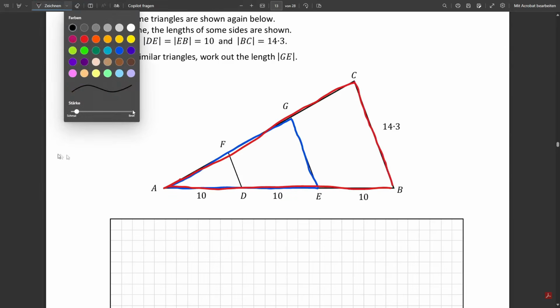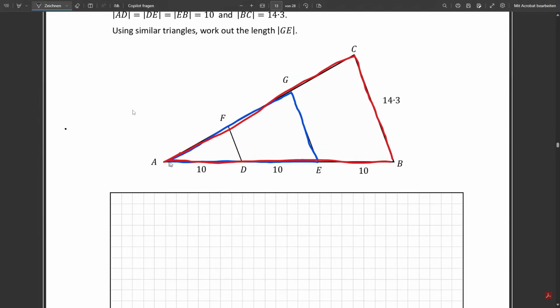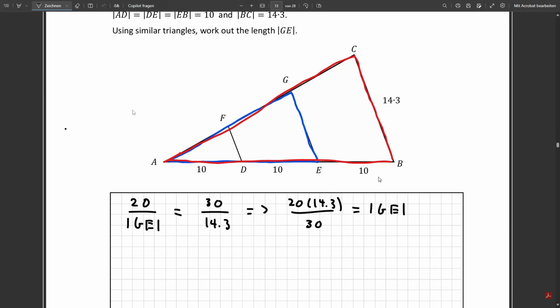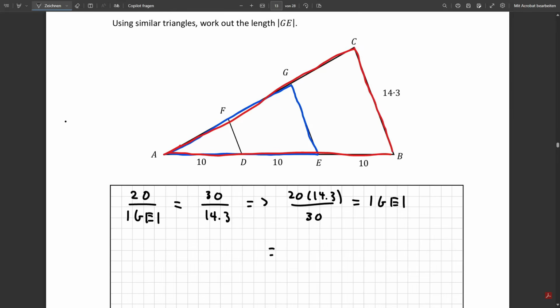Okay, so they're in the ratio to each other. So that means that if you take this side of the blue triangle, which is 20, and divide it by this side of the blue triangle, which is GE, that ratio is the same as this side of the red triangle, which is 30, over this side of the red triangle, which is 14.3. And then all you have to do is solve for GE, so you bring the 14.3 up, and you get 20 times 14.3, divided by 30, and that's equal to GE.